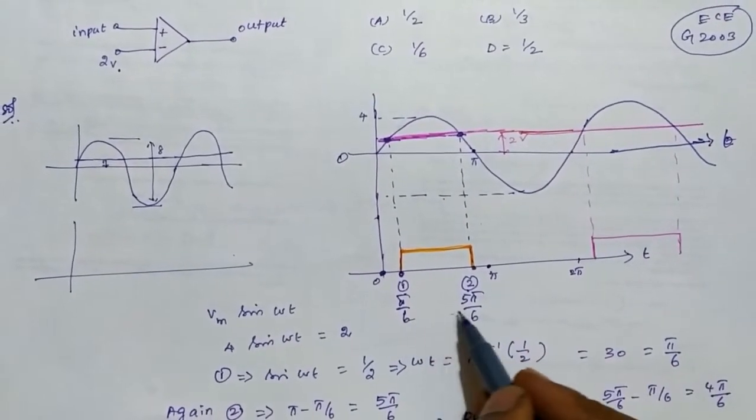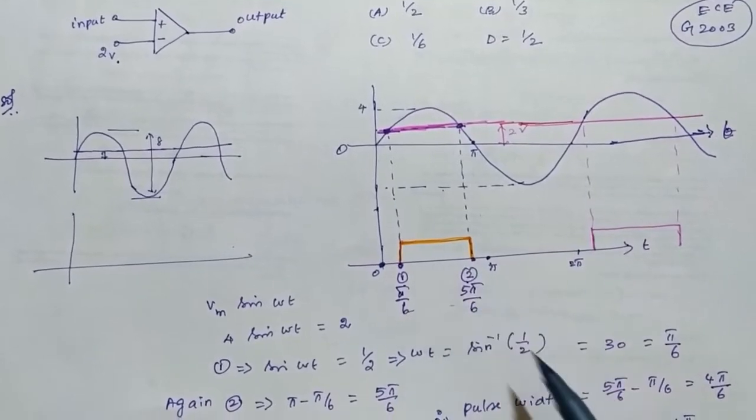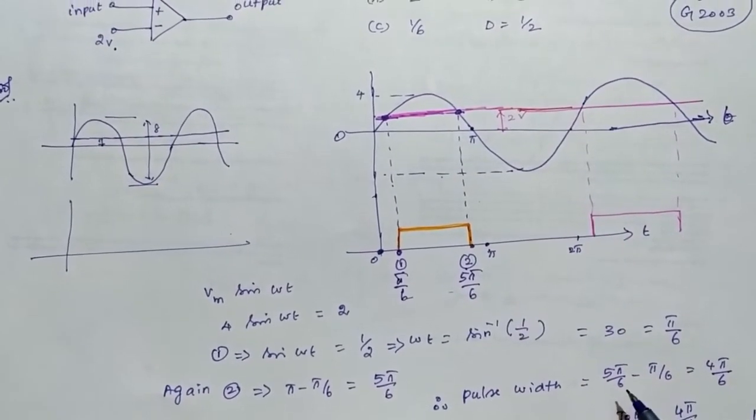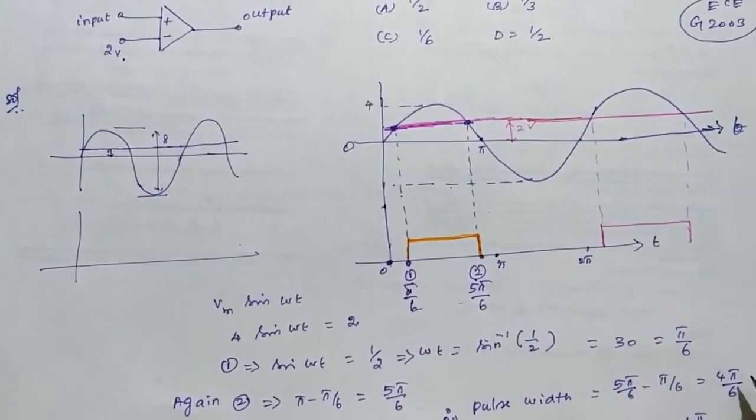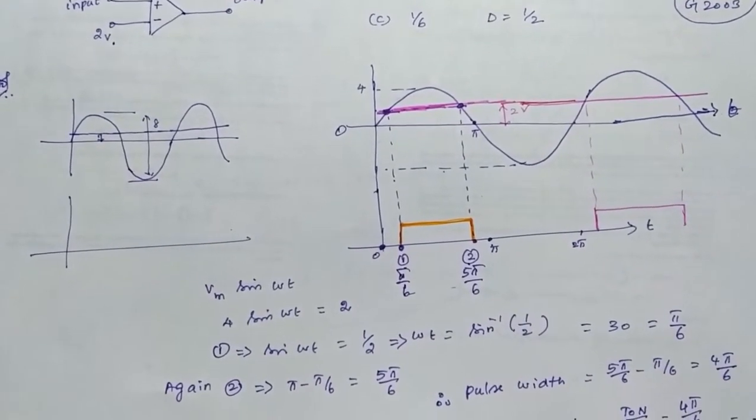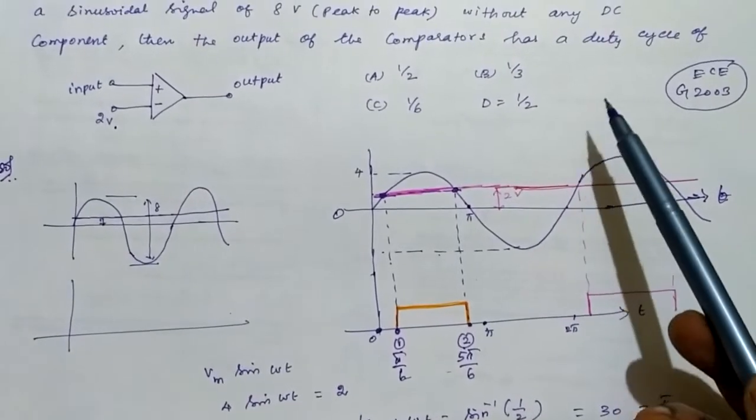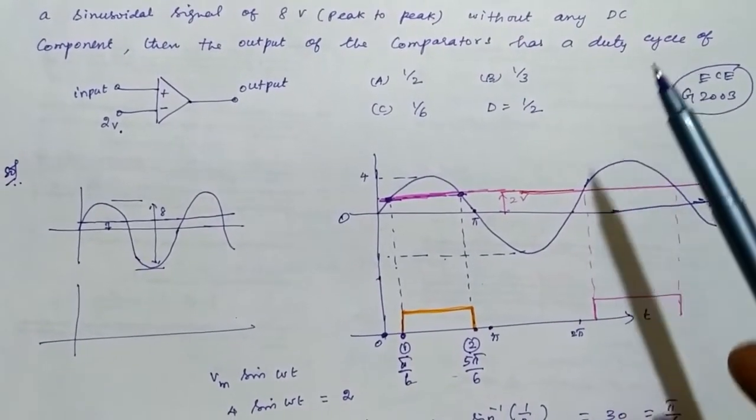So the width of the pulse is the difference. So width is 5 pi by 6 minus pi by 6. The width of the pulse is 4 pi over 6. But the question asked is the duty cycle. What is a duty cycle?